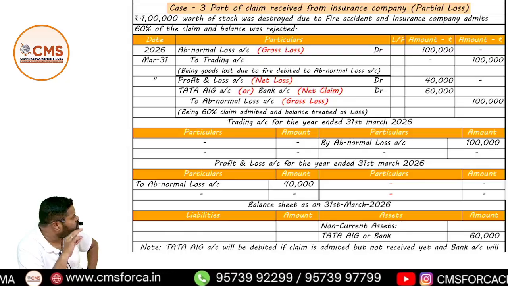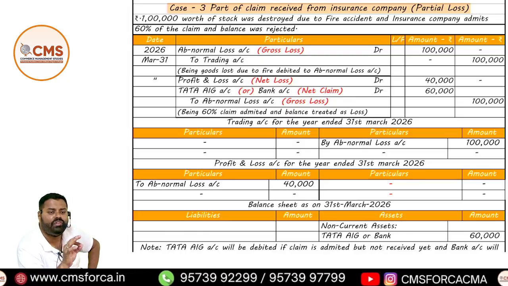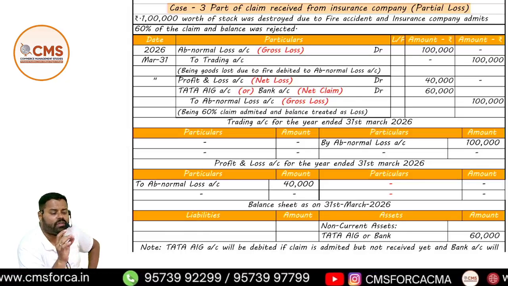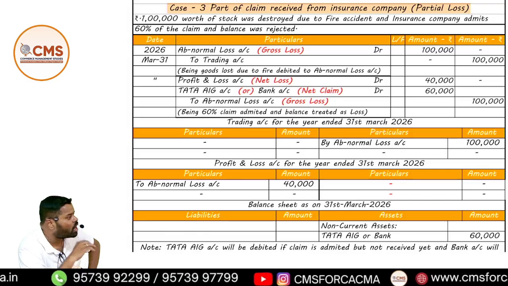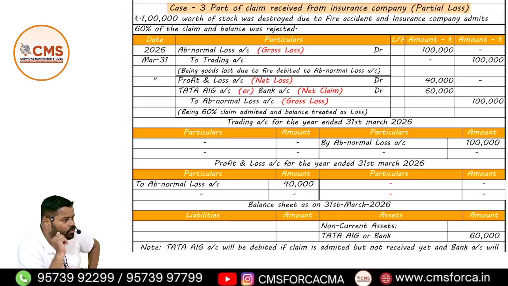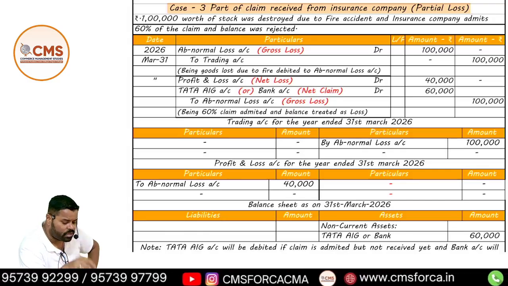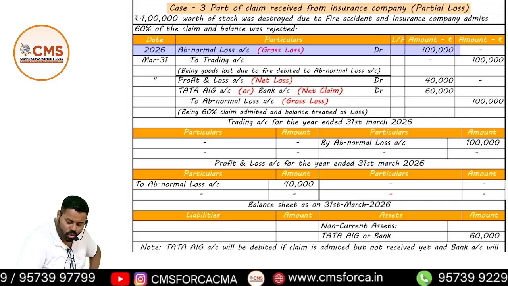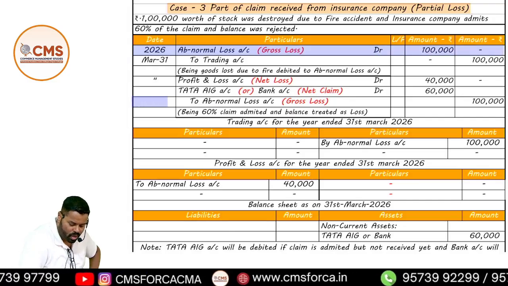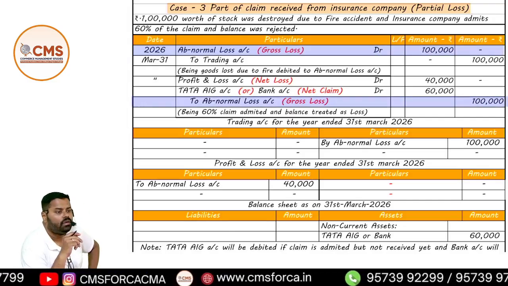The loss that you have sustained will be debited to your profit and loss account. Whatever claim is received or receivable will be debited to Tata AIG account or bank account. And the abnormal loss account is closed. The second entry's idea is basically to close the account called abnormal loss account. Did you get the clarity?